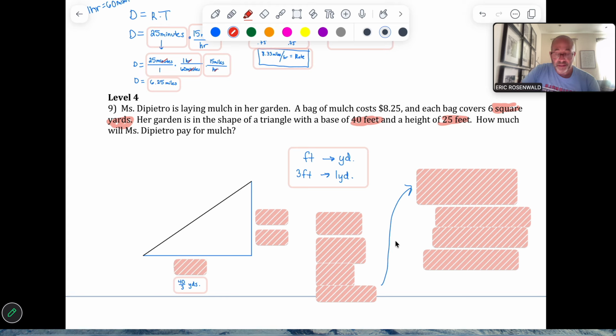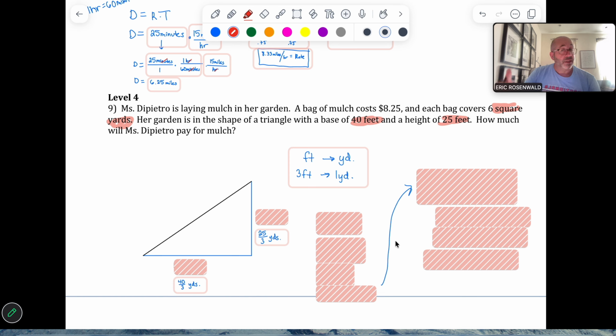So now I don't need this anymore because we're looking at it in terms of yards. When I look at the feet here, there are 25 feet for how tall it is, but we don't want this in feet, we want this in yards. That means we divide it by 3, and it's going to be 25 divided by 3 yards, and I no longer need this unit. So now it's 40 over 3 yards by 25 over 3 yards.